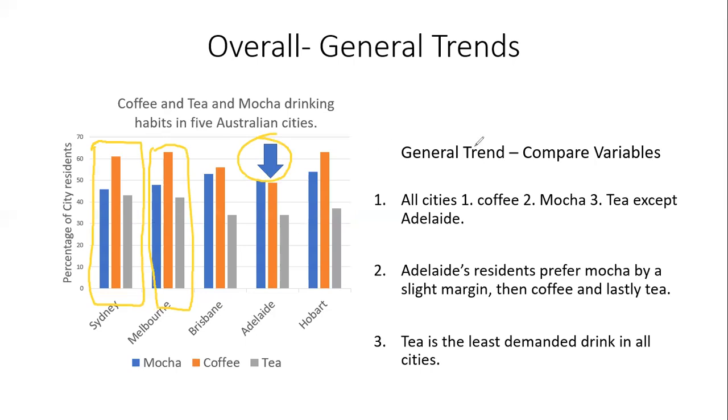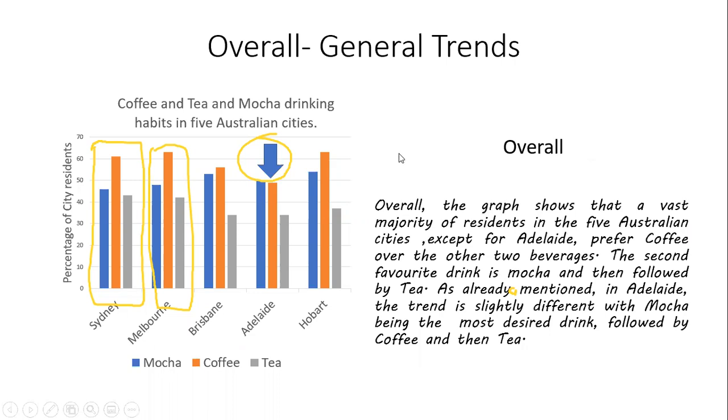So the general trends that I came up with are all cities drink coffee, mocha, tea in that order, except for Adelaide, which we've got there. Adelaide's residents prefer mocha by a slight margin. That should be than, not then, so I do apologise about that. So than coffee, and lastly tea. And as I said before, tea is the least demanded drink in all the cities. Okay, so we'll go to the next slide and I'll give you what I wrote. Again, there are many ways of writing it, but this is what I came up with.